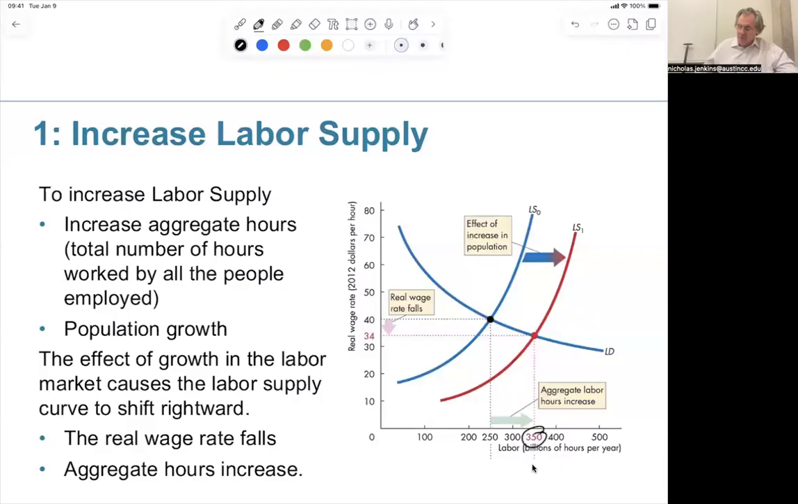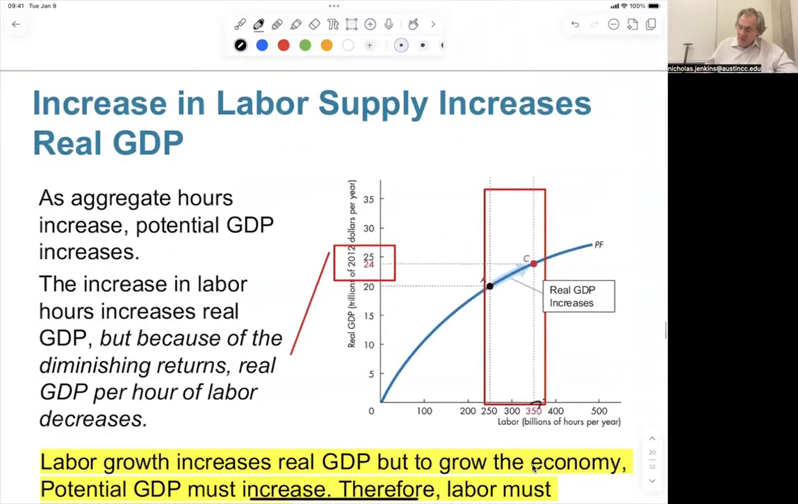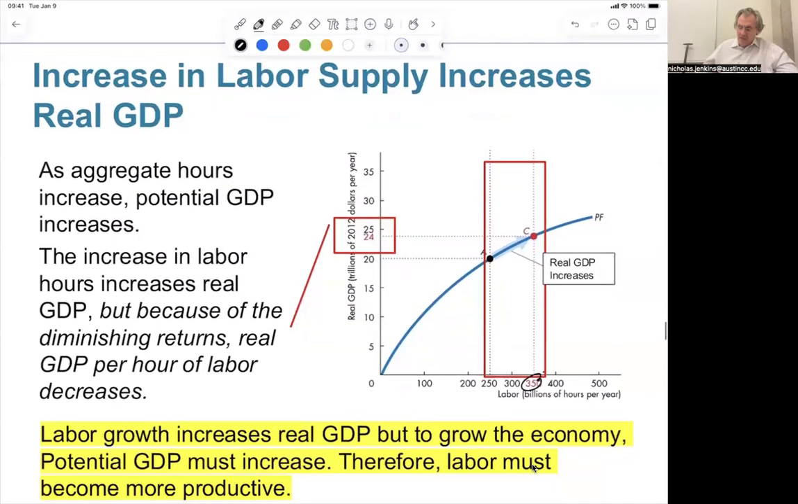So we're going to take this 350 and we are going to drag it down to our production function. Remember, the production function shows us our potential GDP when we utilize our labor resources to the maximum. And it turns out that what happens here is we move from point A to point C when we go from 250 to 350 on the production function, which gives us an increase in production of about $4 trillion in real GDP. Now that's good, but there's a couple of downsides to that.